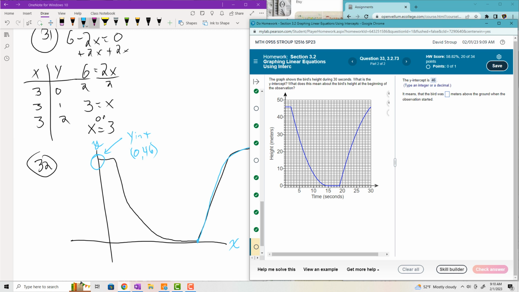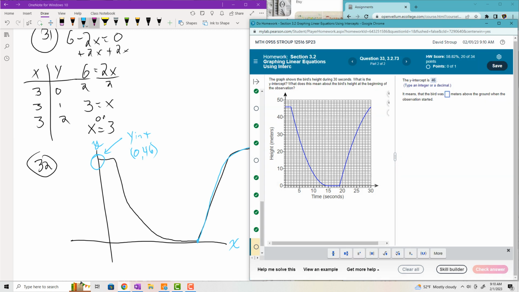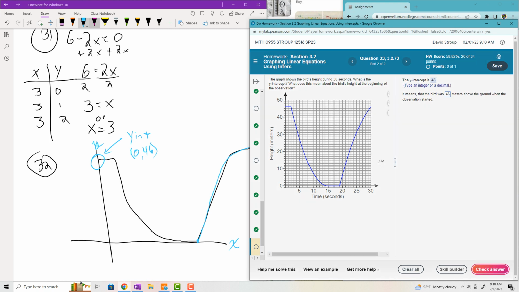And then, what does this mean? It means that when you first see the bird, it's 46 feet above the ground, or meters in this case.